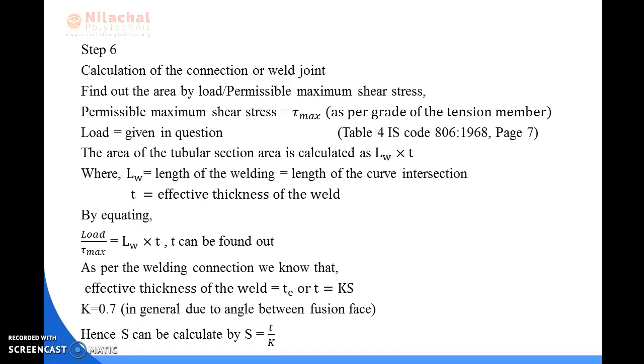After that, as per the welding connection, we know that the effective thickness of the weld, that is TE or T, is equal to K into S. In general case, we take K equal to 0.7 due to the angle between fusion faces. Hence, S can be calculated by S equal to T by K.